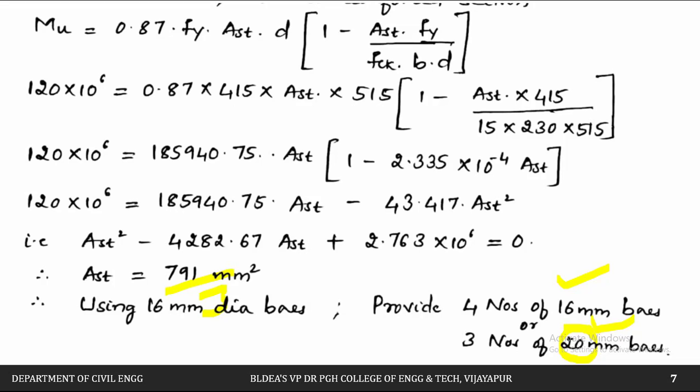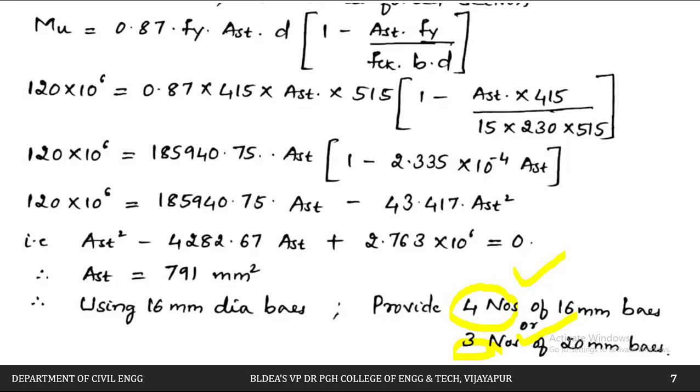If you want, you can provide 4 numbers of 16 mm dia bars, or you can provide 3 numbers of 20 mm bars. Both ways are correct, no problem. Either this or this, whichever you feel comfortable, you can provide. Again, it depends upon the structural designers. They are going to decide on their own and fix the bars.